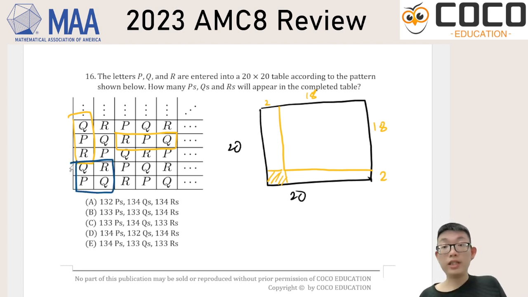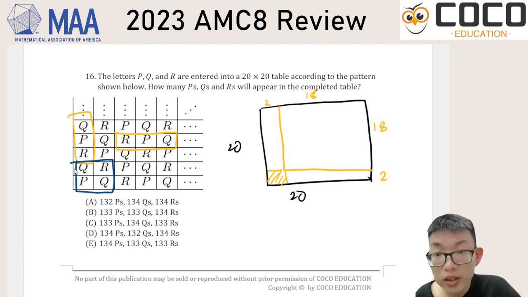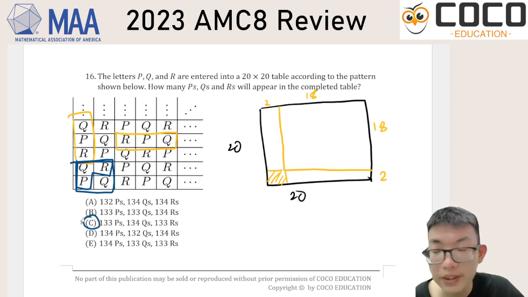Now, this block down here has 2 Q's, 1 P, and 1 R. And so if I were to further grab out one block of Q, P, and R, it means there should be one extra Q compared to the other 2 letters. And looking at the options, that would be option C.